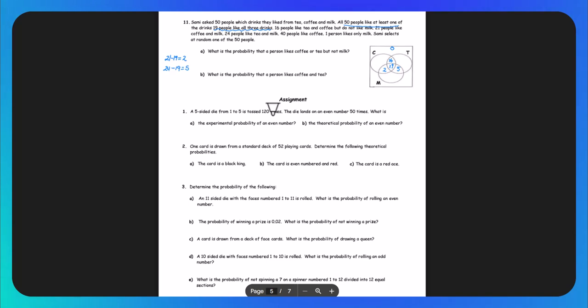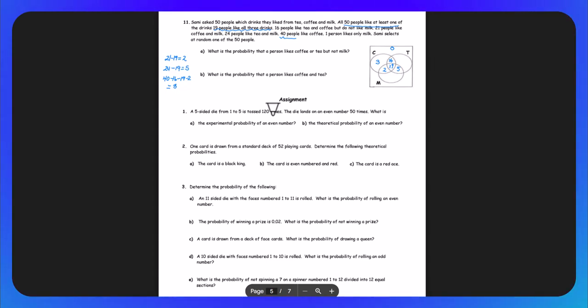Now it says 40 people like coffee. Okay, the 40 people who like coffee. So that means this coffee circle right here has to equal 40. Now we already have 16, 19, and 2. So really what we have to do is 40 minus 16, 19, and 2, and that's going to give us that only coffee region, and that gives us 3. So that means 3 people like only coffee but not tea or milk.